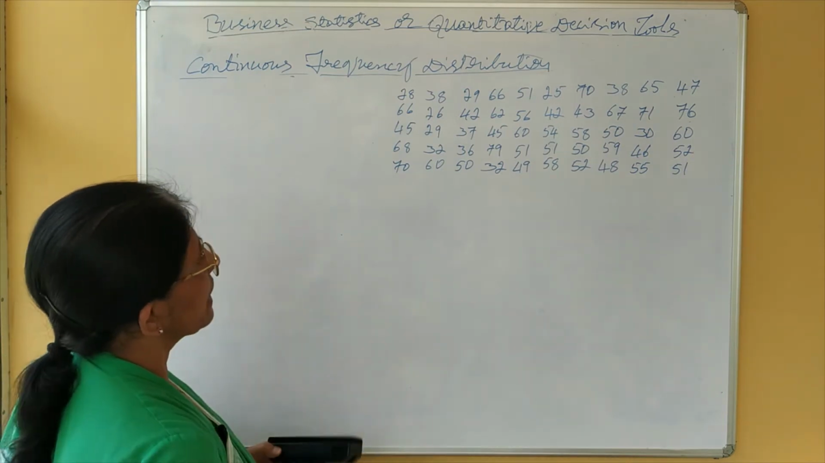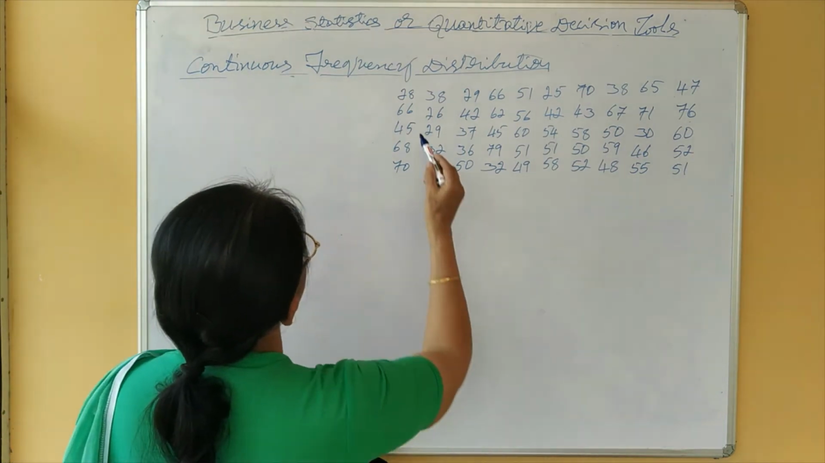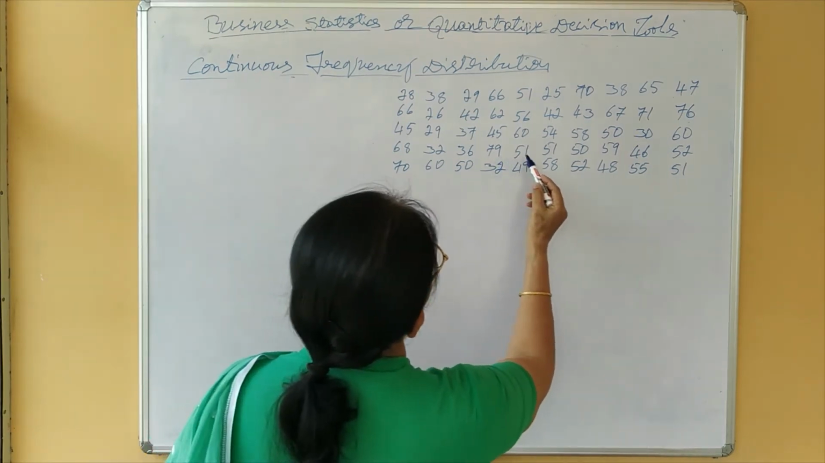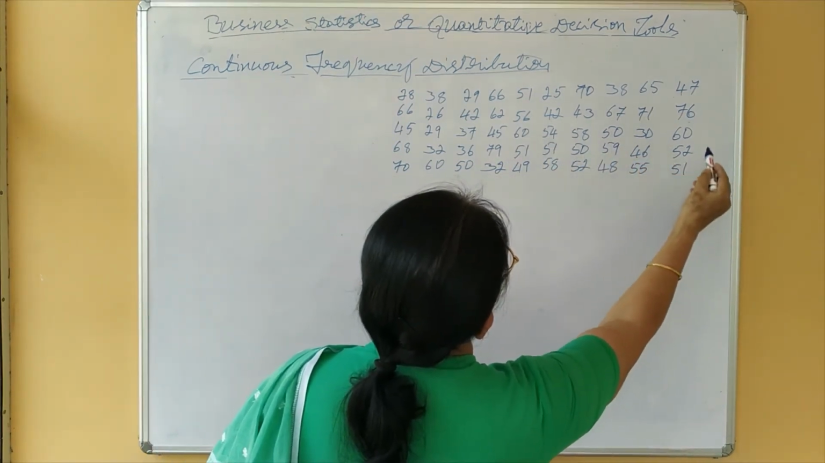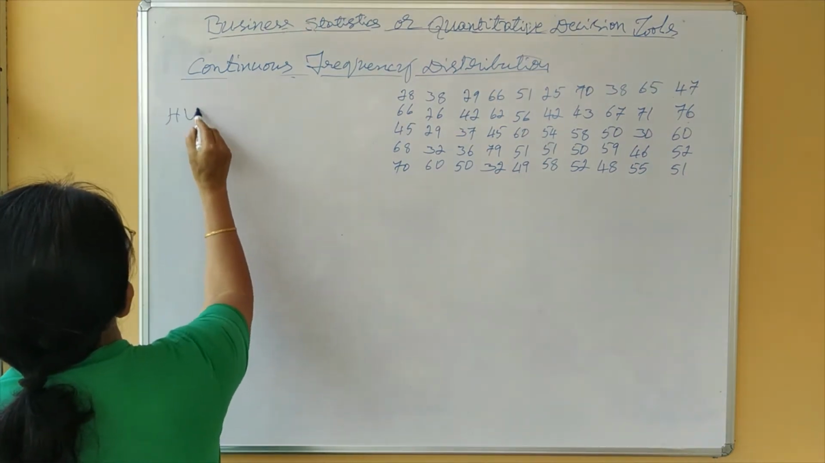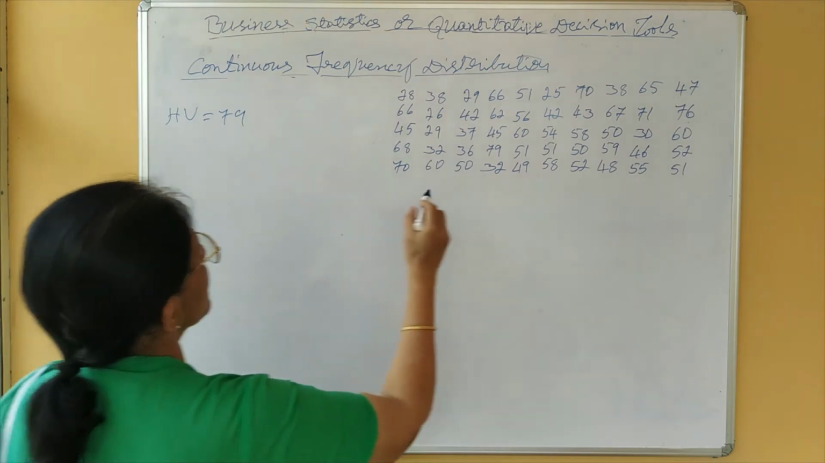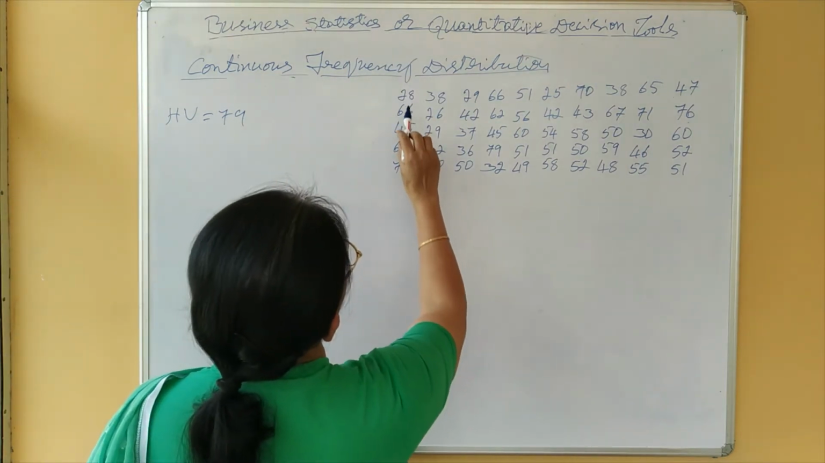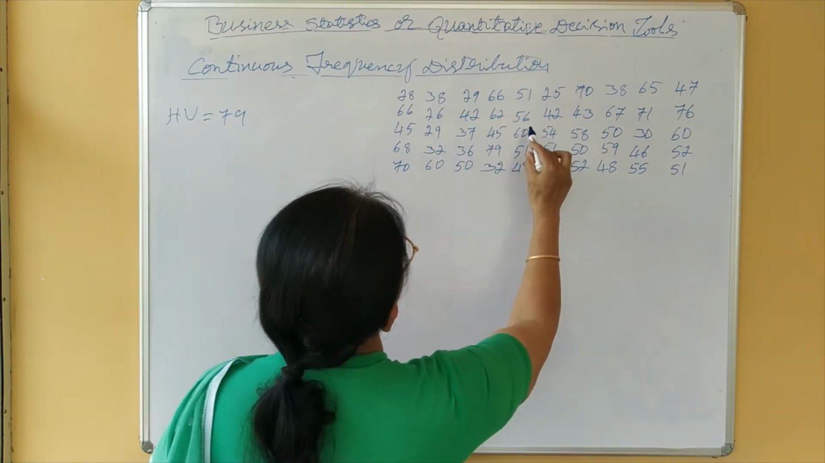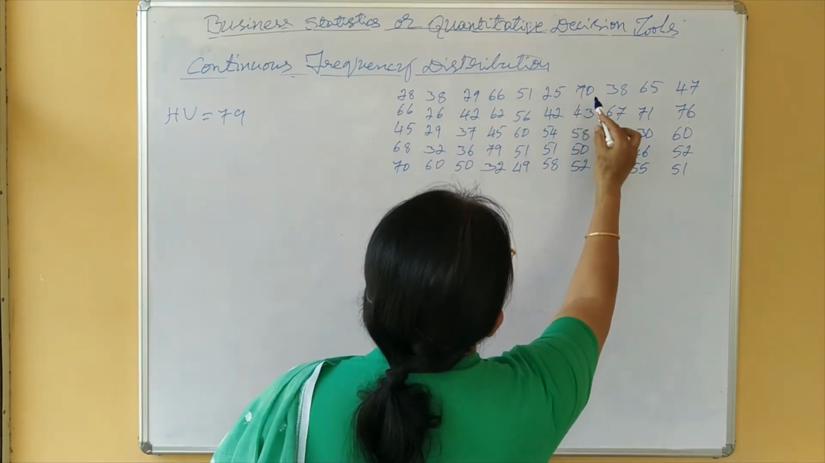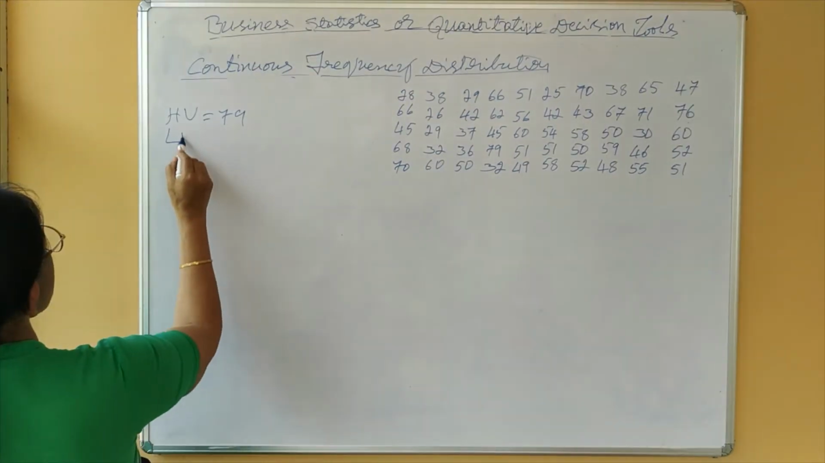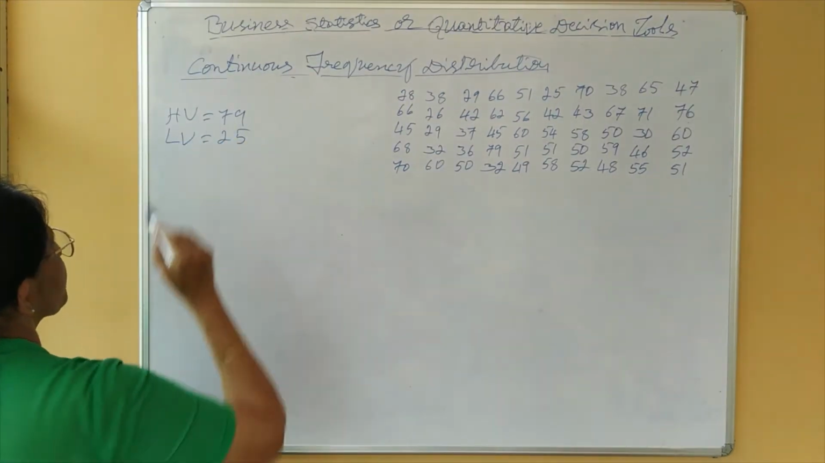Now here the highest value is which one? Here it is 79. I think highest value is 79, and take the lowest one here, 20, 26, 25. Okay, the lowest value is 25.